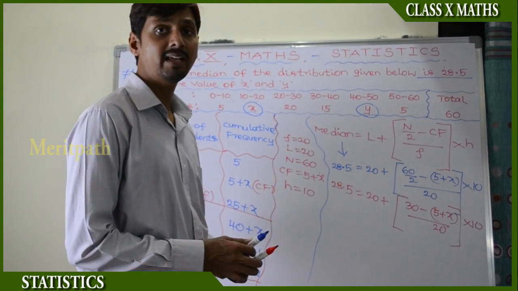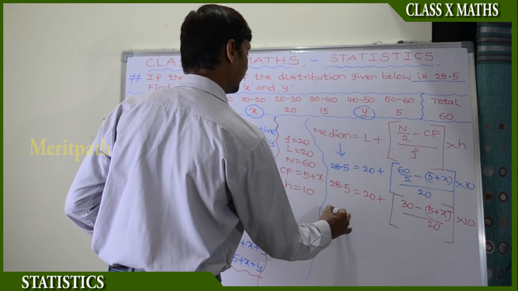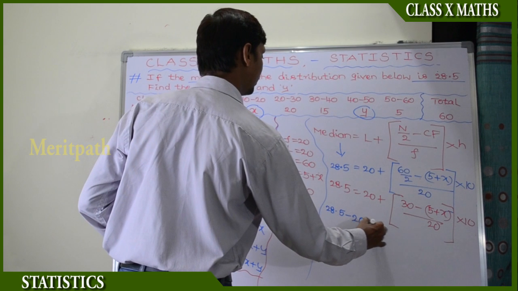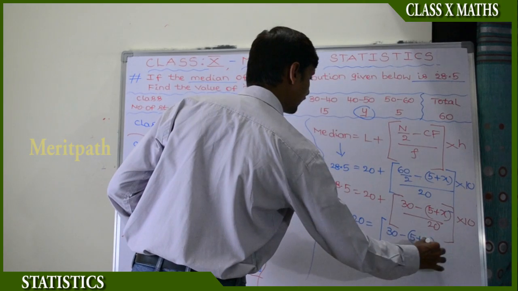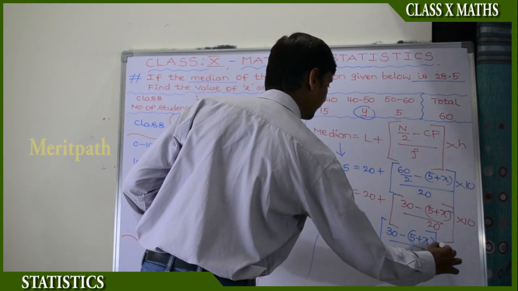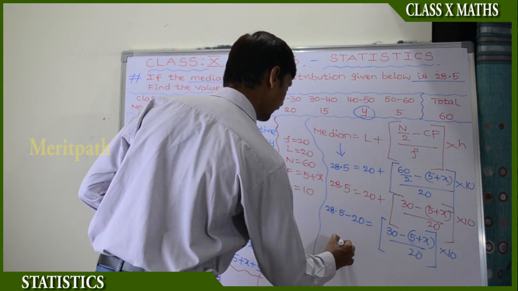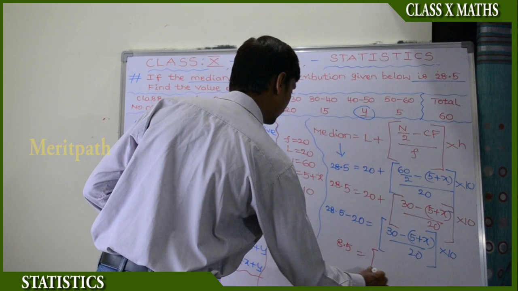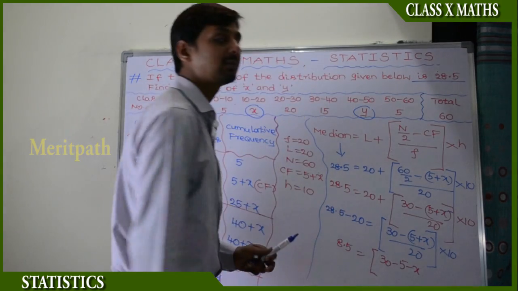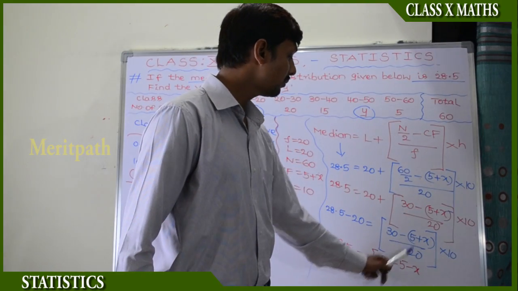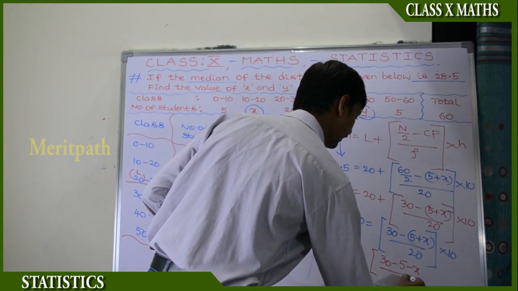To find the value of x, let's transpose this 20 to the left hand side. We'll be getting 28.5 minus 20 is equal to 30 minus 5 plus x, divided by 20 into 10. So let's subtract these two values. We'll be getting 8.5 is equal to 30 minus 5 minus x. It is multiplied with the minus sign, so we get minus 5 minus x, divided by 20 into 10.